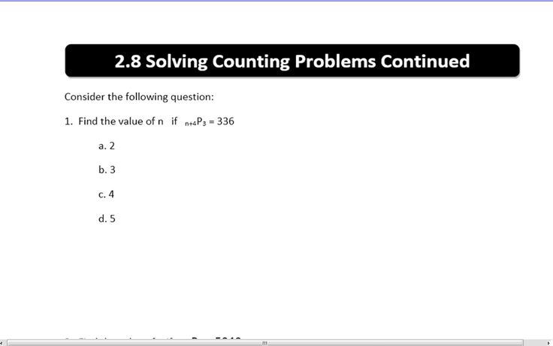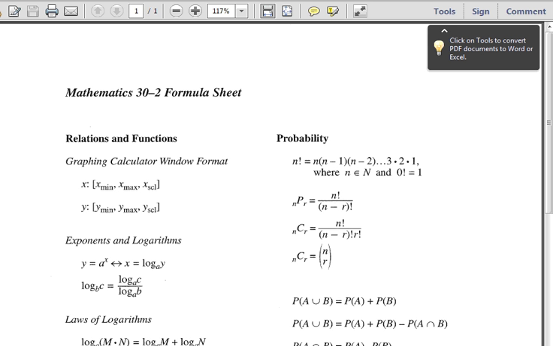Page 49 in your notes, I just want to point out one thing before we get started on your formula sheet. On your formula sheet, the definition of n factorial is given. So n factorial will be n times n minus 1 times n minus 2 all the way to 3, 2, 1. They also show 0 factorial is equal to 1.